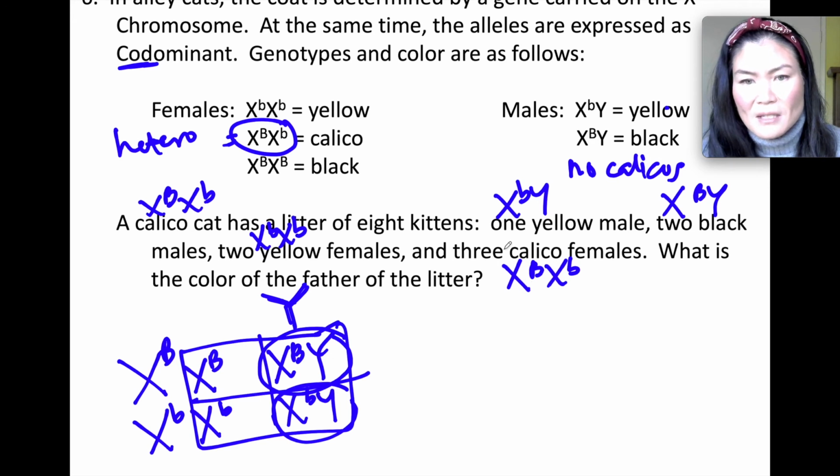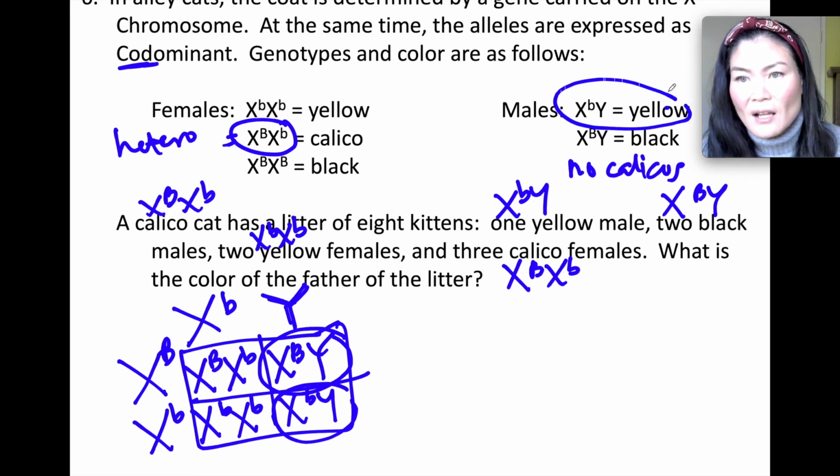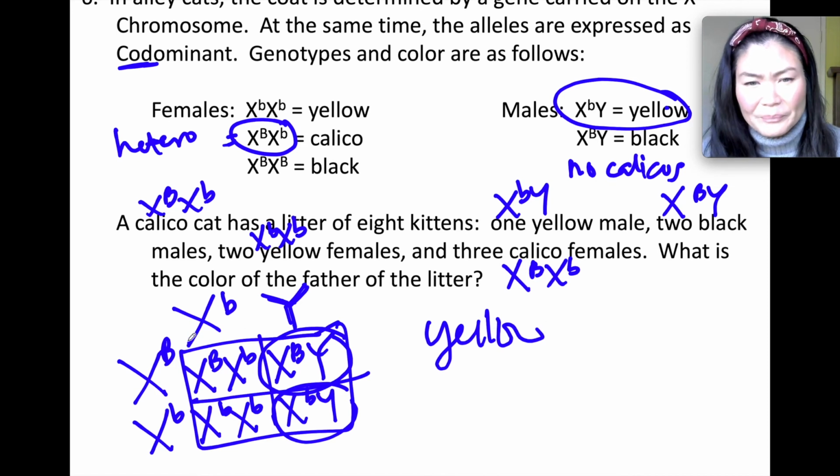So what must be the color of the dad? In order to get calico, we need the X little b, right? So he's got to be yellow. Do you guys see that? In order to get a calico female, you need that yellow in there. And then also there's 2 yellow females, and that's these guys. So these are the 2 yellow females, and then these are the 3 calico females.